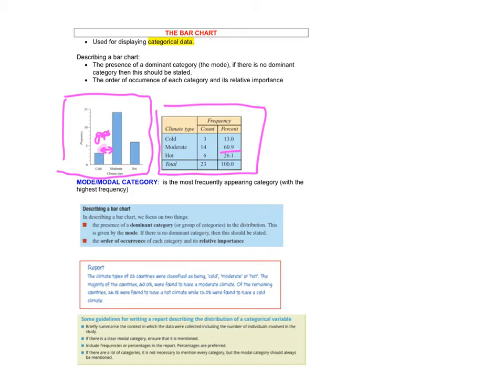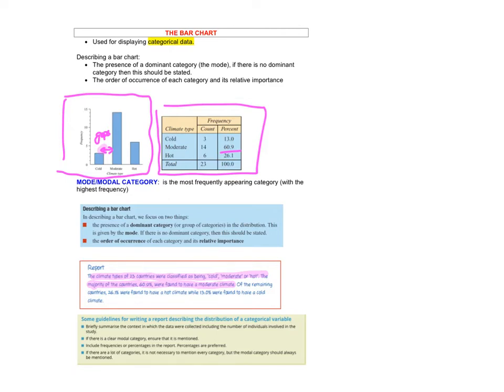But you need to quote stats. Did you see how I didn't? It was actually, we surveyed 23 countries or something. It said what type of climate they had. Can you see how we're not saying anything about why we think there are more moderate climates? We're just saying of these 23 countries, we see that. So there's an example of a report down here, and you can see the climate type of 23 countries were classified as being cold, moderate or hot. The majority of countries, 60.9%, were found to have a moderate climate. Of the remaining countries, 26% were found to have hot and 13% to have cold.